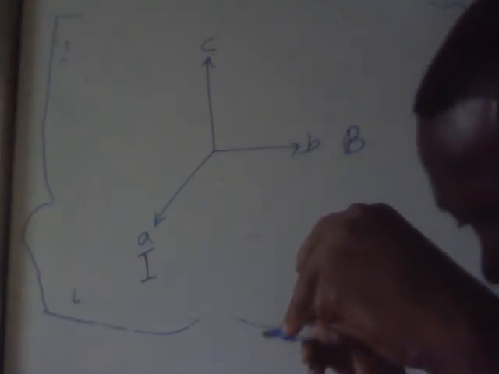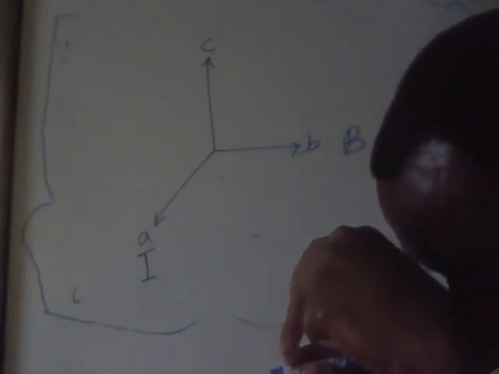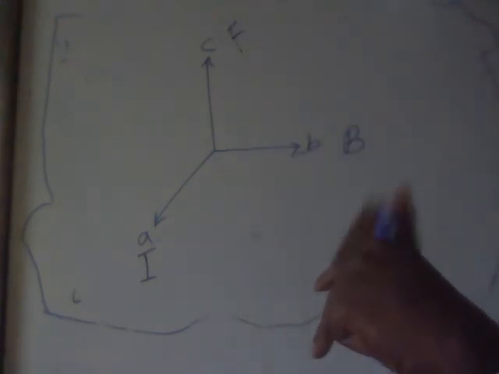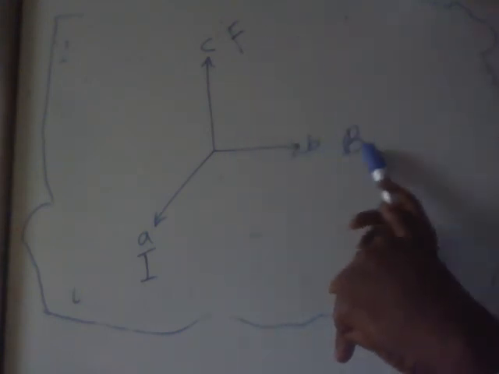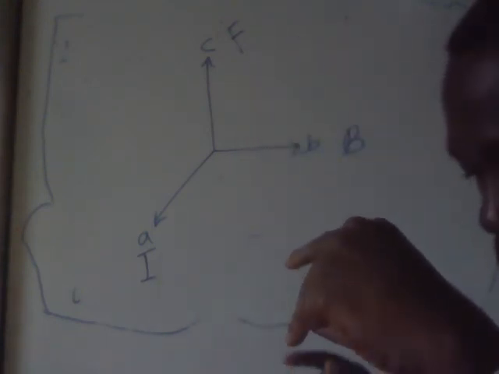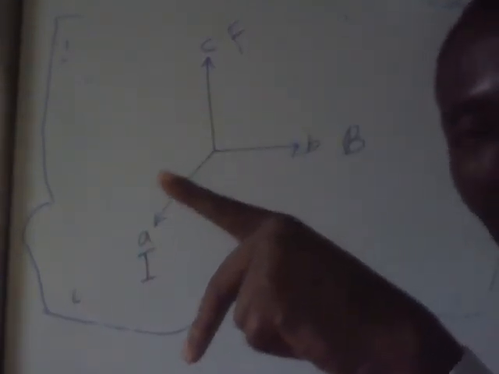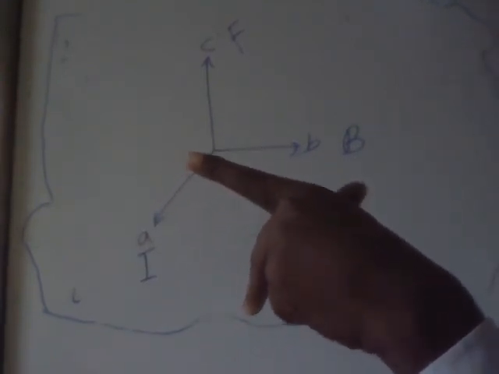And then C is motion. Let me use F to represent motion, which is force. We normally have force, magnetic field, and current. So let's now see. You have to position your fingers in this order, and to confirm it, you have to position your fingers in this order.